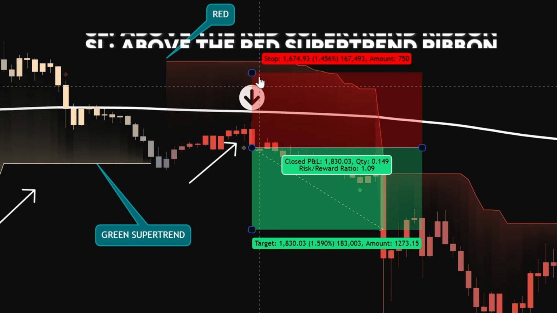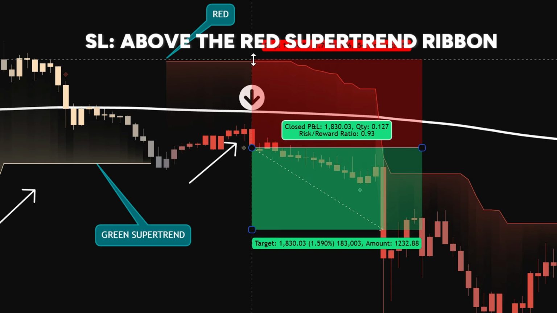The stop loss goes slightly above the red super trend ribbon, not a random number, slightly above a structure. The target is set at 2 times the risk. Fixed, mechanical, no negotiation once you're in. That's the entire sell logic. Now focus your thinking, because this is where people mess it up.